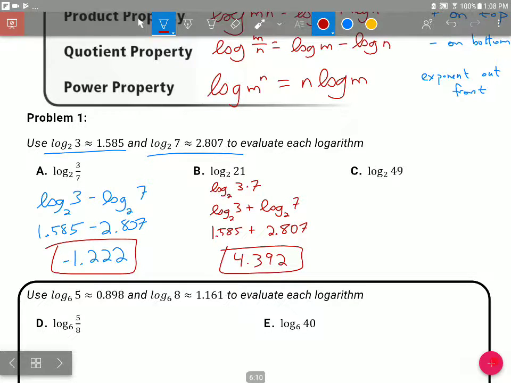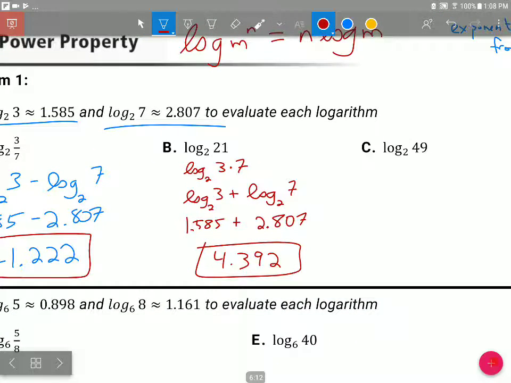So, letter C. We don't know what log base 2 of 49 is, but I can break that 49 into 7 times 7. So, log base 2 of 7 times 7, which, write out your next line for me real quick.